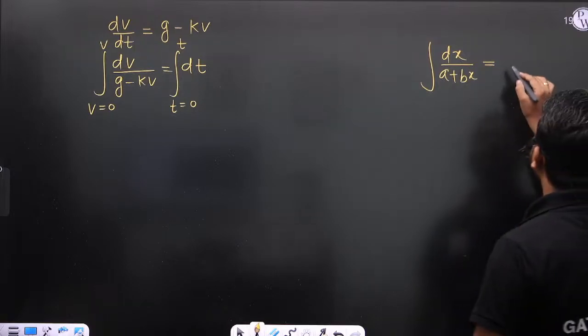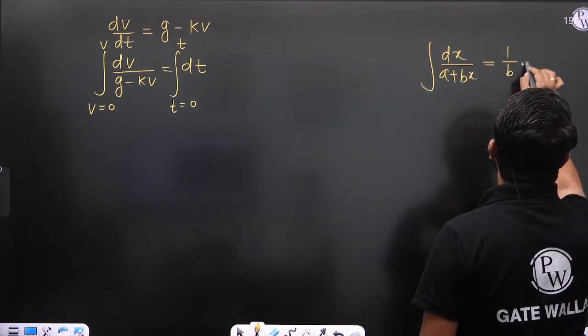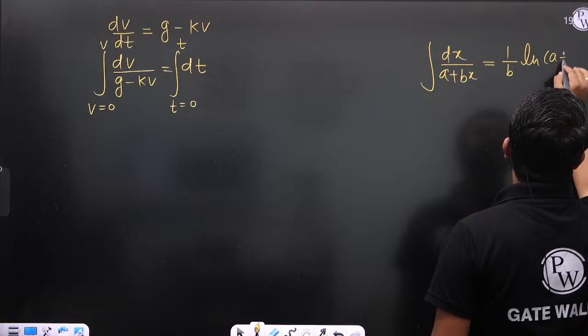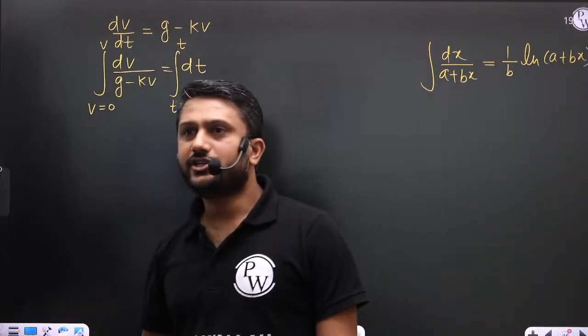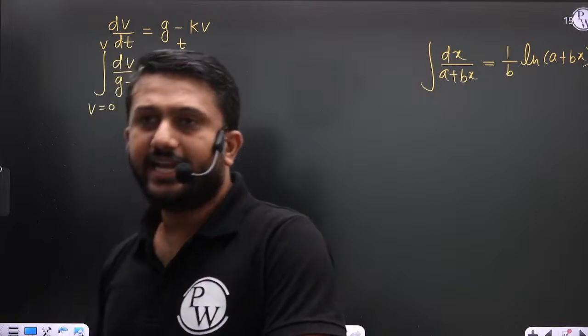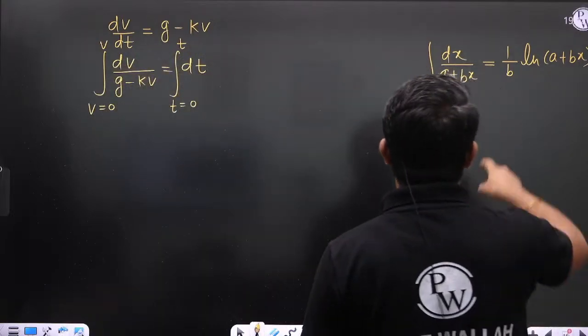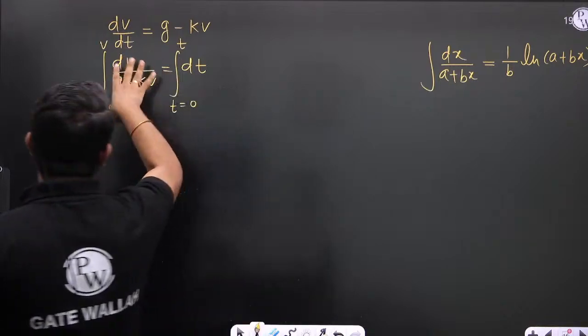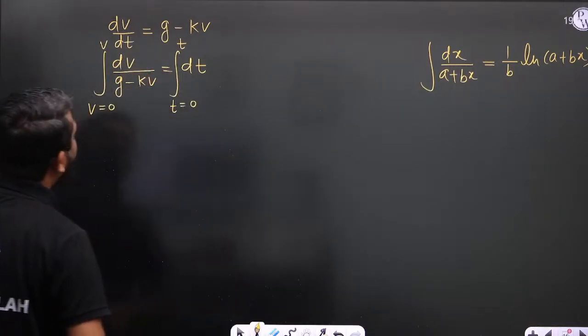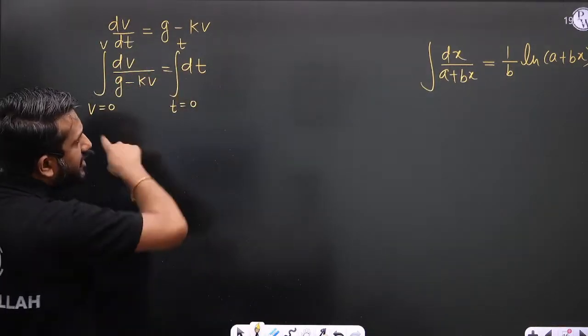Right, so can we write this is 1 upon b ln(a plus bx)? Yes or no? What is the integration of 1 upon (a plus bx)? That integration we can write as 1 upon b ln(a plus bx). And if you see this function 1 upon (g minus kv), that is similar to this only, right?